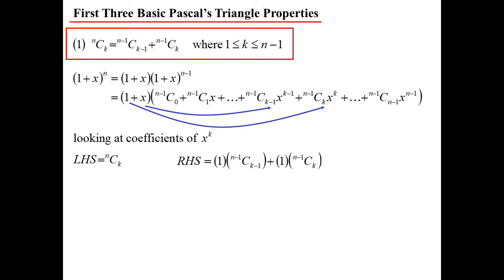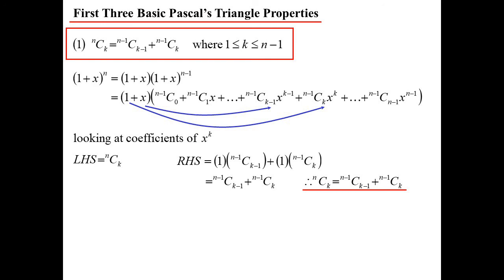Now on the right-hand side, the 1 I would multiply with the (n-1)Ck x^k, and the x I would multiply with the (n-1)C(k-1) x^(k-1). So on the right-hand side, we get those two coefficients added together. Well, they're both the coefficients of x to the power of k, therefore they must be equal. And so we have our proof for that particular relationship.